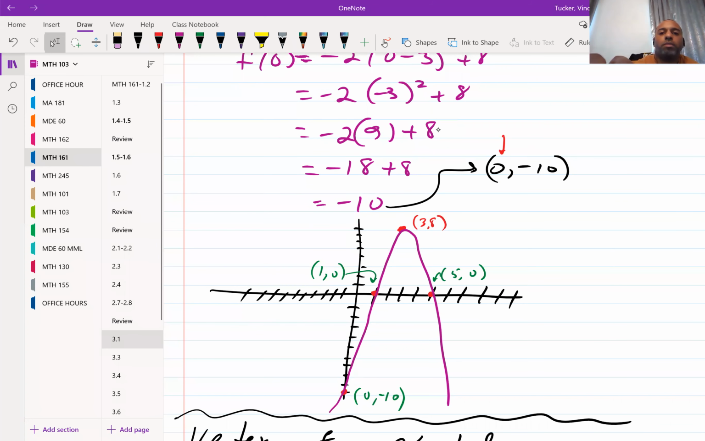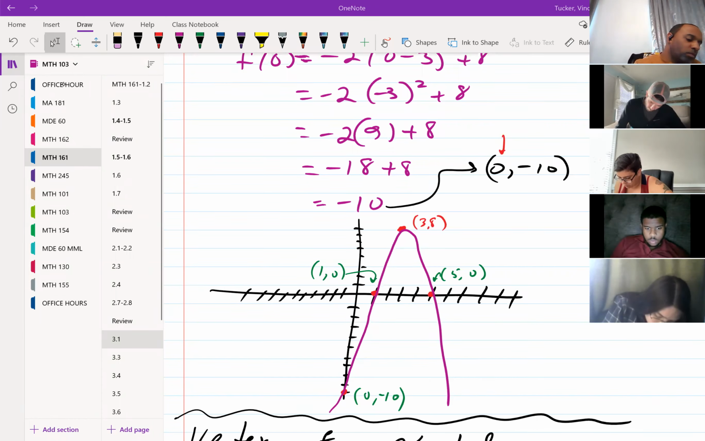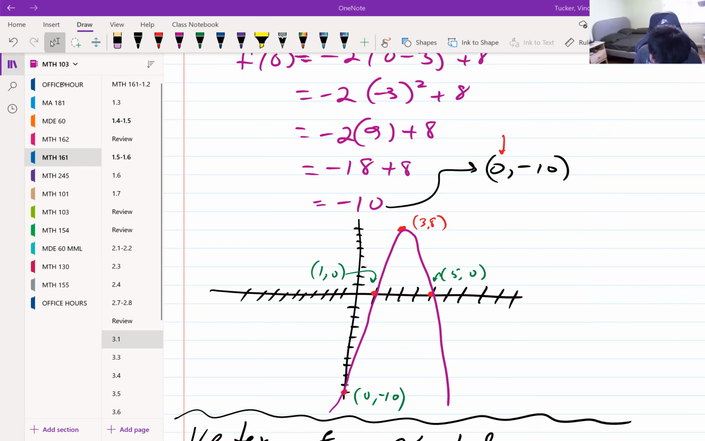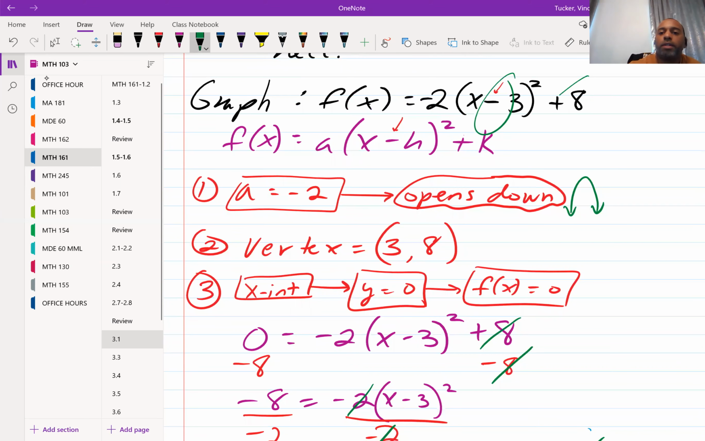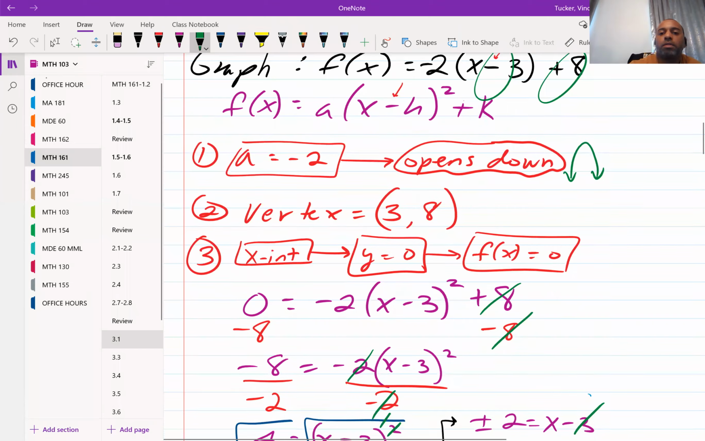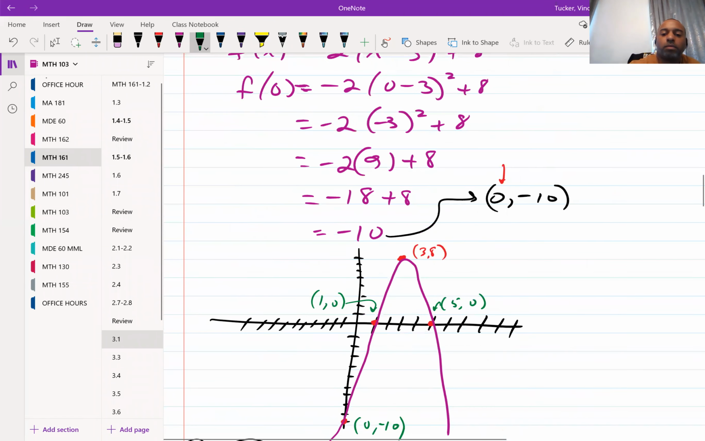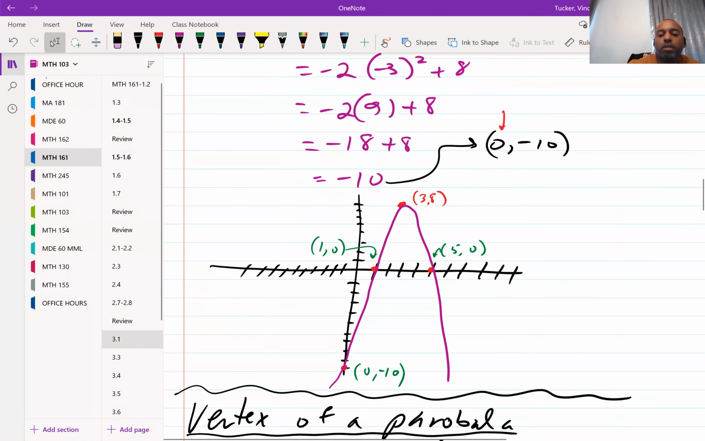All right, we good? Can I scroll up? I think I'm missing something. Where did the (3, 8) point come from? That was your vertex. That was all the way in step 2. Came from right here. Yep. All right, we good.